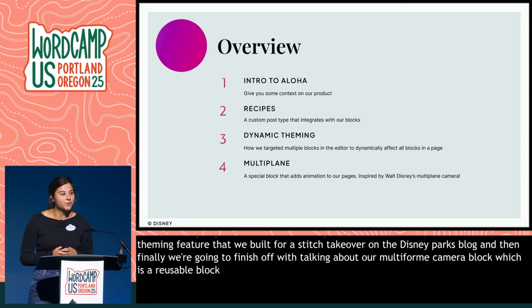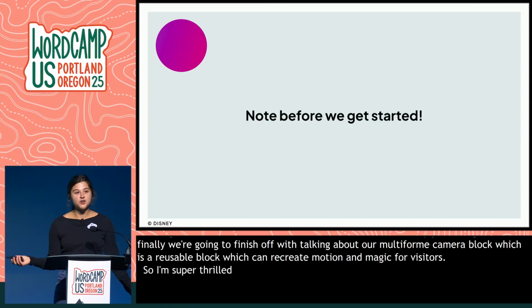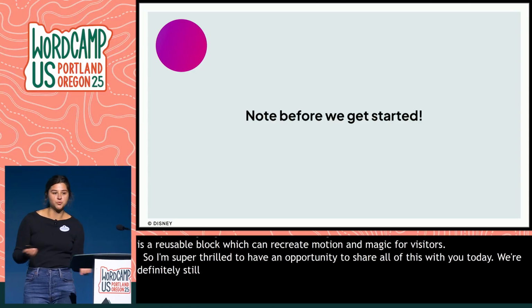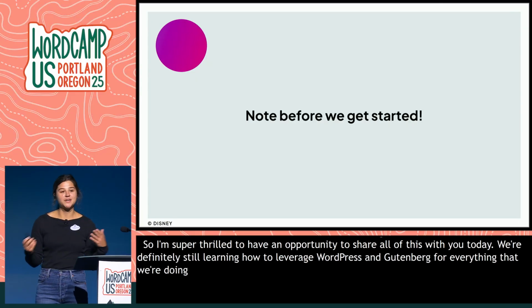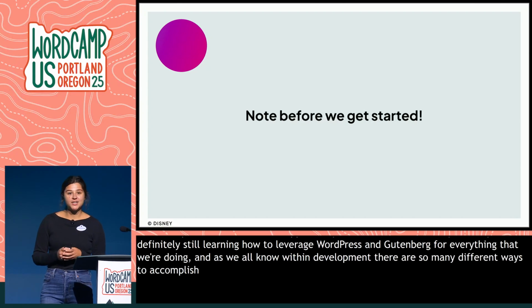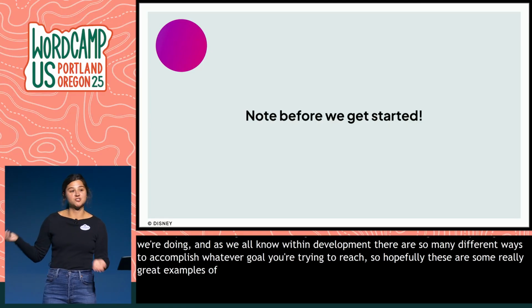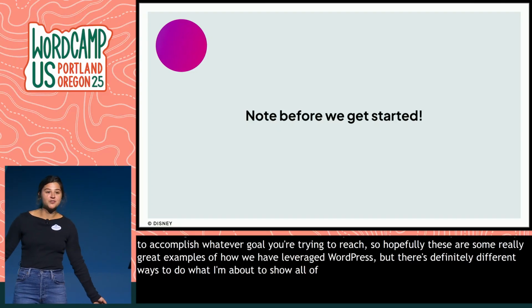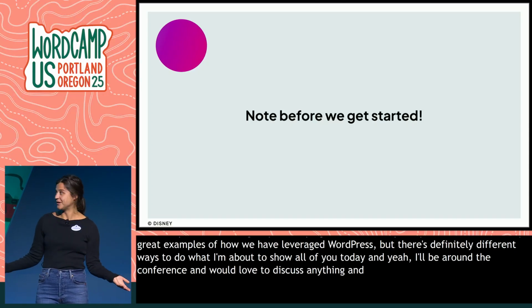So I'm super, super thrilled to have the opportunity to share all of this with you today. And I just want to have a quick note before we get started. We're definitely still learning how to leverage WordPress and Gutenberg for everything that we're doing. And as we all know, within development, there are so many different ways to accomplish whatever goal you're trying to reach. So hopefully these are some really great examples of how we have leveraged WordPress, but there are definitely different ways to do what I'm about to show all of you today. And I'll be around the conference and would love to discuss any other thoughts that you all have on everything that I'm about to share.